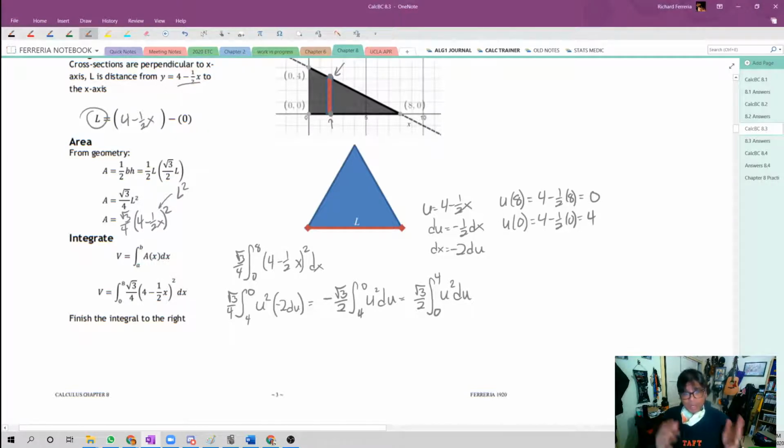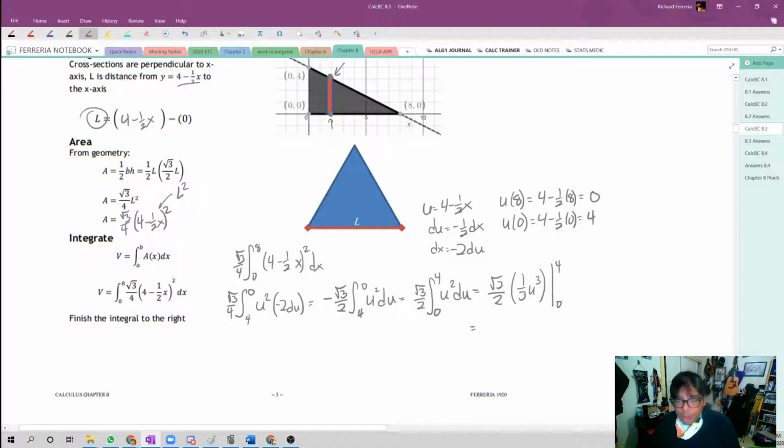So that looks pretty good, not bad. Since I've already gone to u, and I've made a total substitution, there's no reason for me to go back to my x's. I'm just going to keep it in terms of u. So this is going to be equal to root 3 over 2 multiplied by 1/3 u cubed, and we're going to go from 0 to 4.